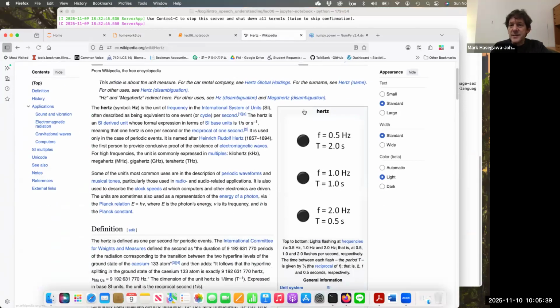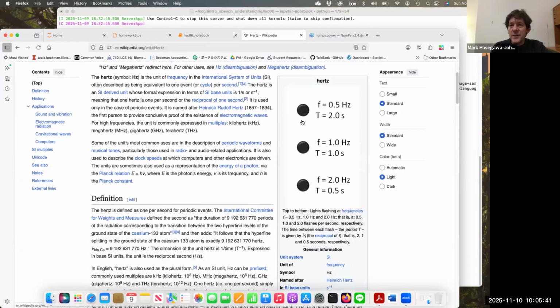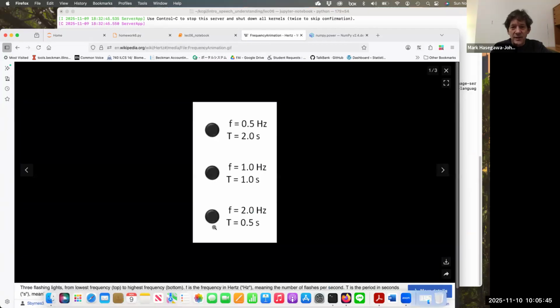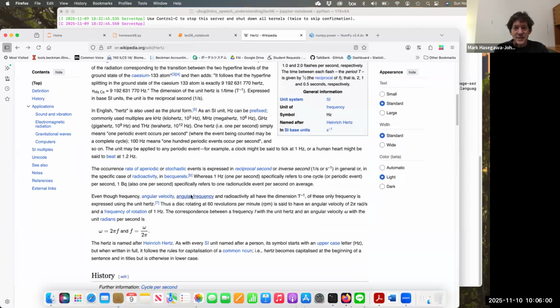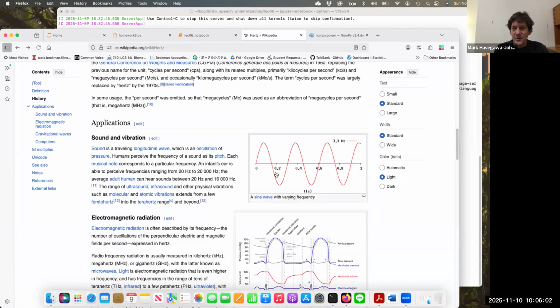Oh, I wonder if we can play these. Let's find out. Oh no, these are images that are varying. This one is varying at 2 hertz, 2 cycles per second. This one is varying at 1 hertz, 1 cycle per second. And this one is varying at half of a hertz, which is 2.0 seconds per cycle. So that's a demonstration of different frequencies. Does it have tones? Oh, here's a sine wave with a number of hertz increasing, right?